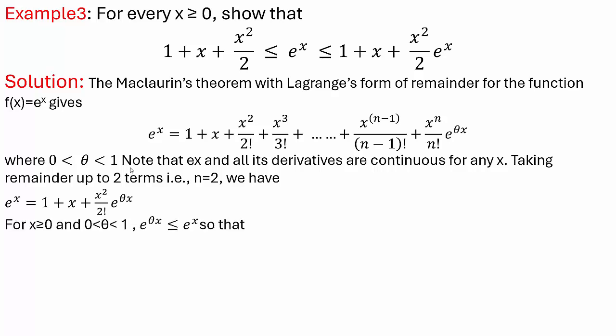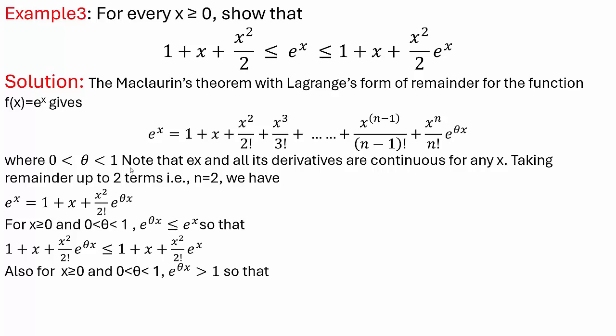For x greater than or equal to 0, θ lies between 0 to 1, e raised to θx is less than or equal to e raised to x. So the expression 1 plus x square by factorial 2 into e raised to θx is less than or equal to 1 plus x square by factorial 2 into e raised to x. Also, for x greater than or equal to 0, θ lies between 0 to 1, e raised to θx is greater than 1. So that 1 plus x square by factorial 2 is less than or equal to 1 plus x square by factorial 2 into e raised to θx.